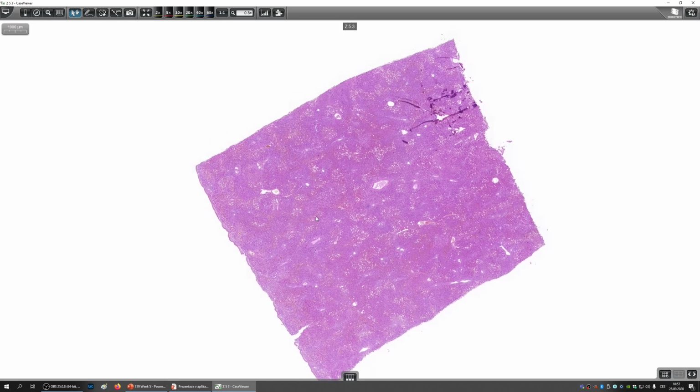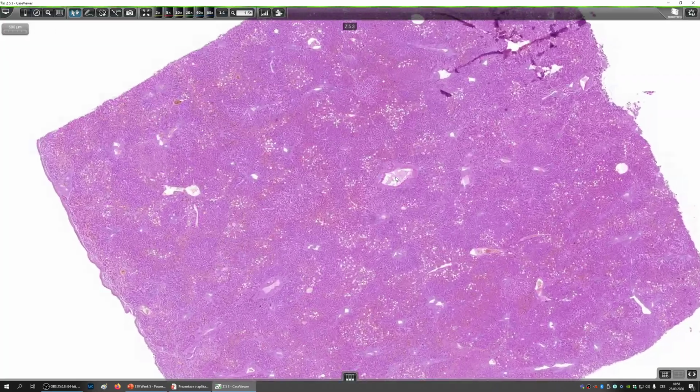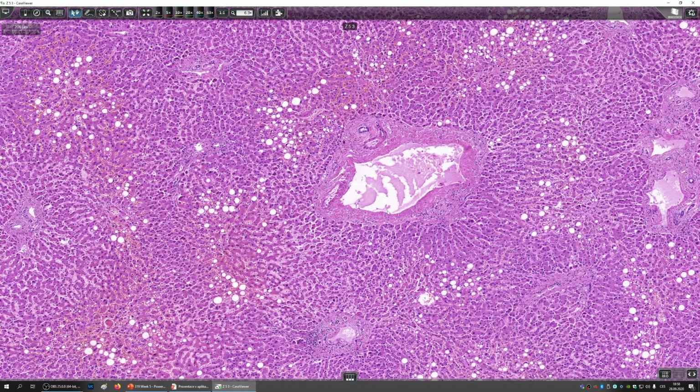You usually see it in low magnification. You see that it's liver. You can see the central vein. No, sorry, it's a big portal triad. Yes, it's a big portal triad.